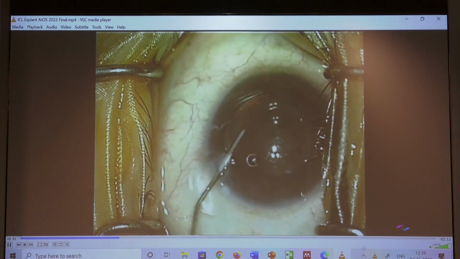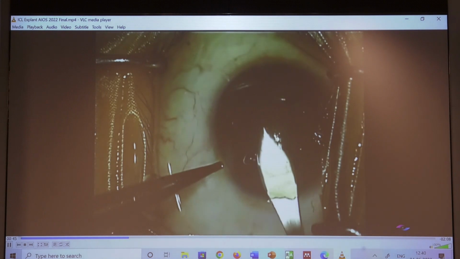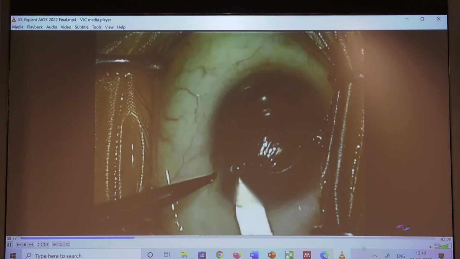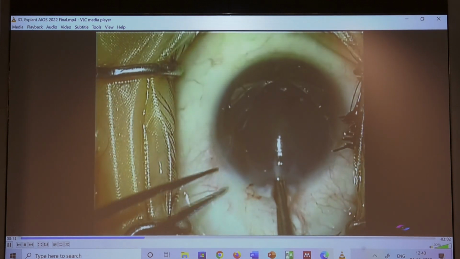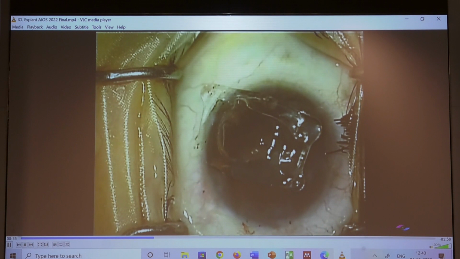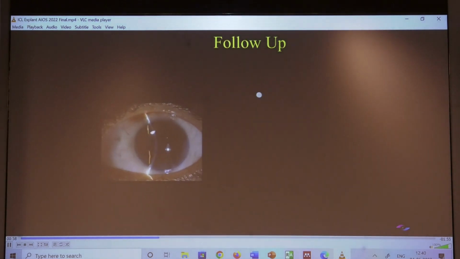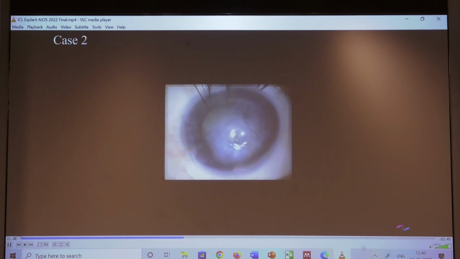We are injecting some viscoelastic to protect the cornea, and then going ahead with our main incision. I decided to enlarge it just a little bit so that it's easier for me to explant this ICL, remove it from the sulcus, use forceps, and then explant it. So it was fairly easy in this case. Her intraocular pressure remained high even after explanting the ICL, and she anyway had a cataract. So she subsequently underwent trabeculectomy and phacoemulsification with the PCIOL.